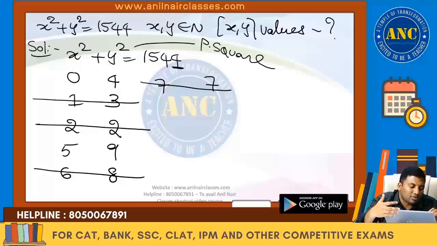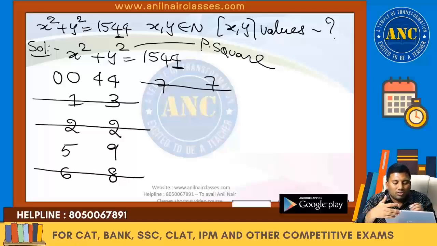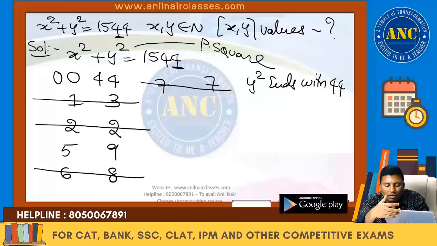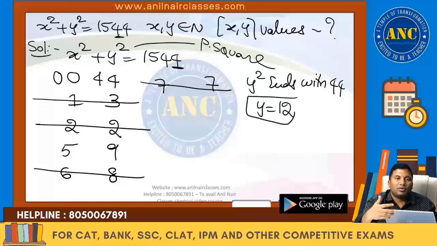Any perfect square ending with 0 must also have 0 in the tens place. Here I require 4 at the end, so the tens place has to be 4. So what is the smallest number whose square ends with 44? y square ends with 44. That means the y value is 12. Are you all with me? The y value is 12.